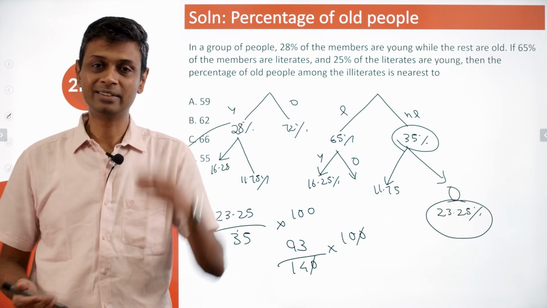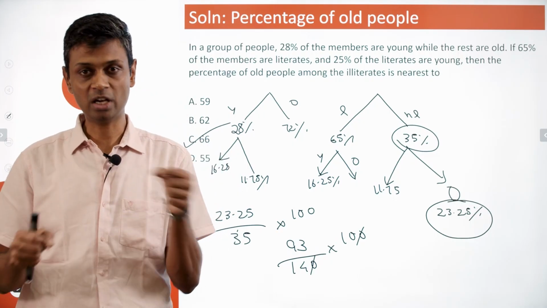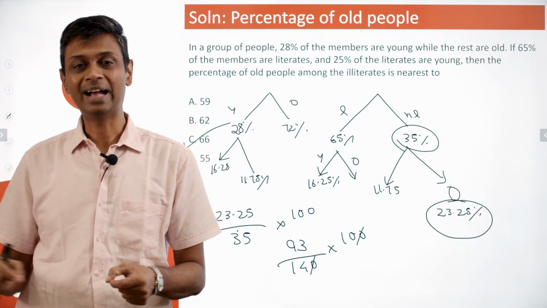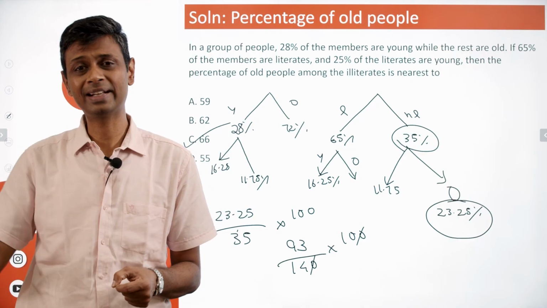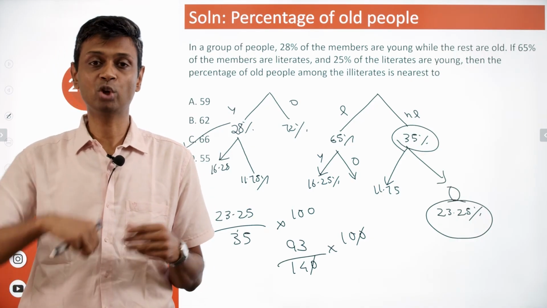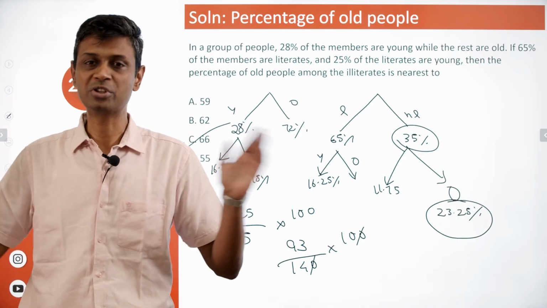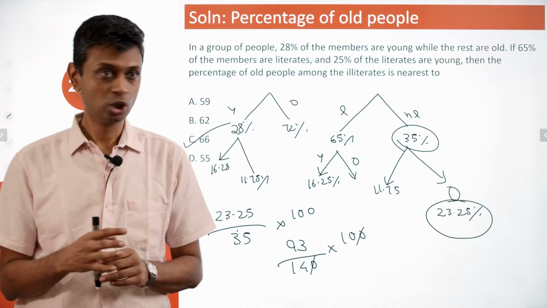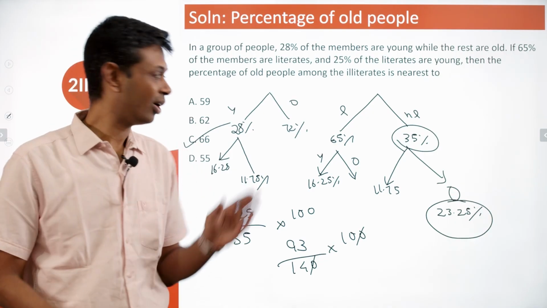Standard question, the same data set broken in two ways, young and old, literate and illiterate. And then if you're given what percentage of literate are young or what percentage of old people are illiterate, you can fill pretty much everything else. This is a standard template. You should get plenty of practice on this template.